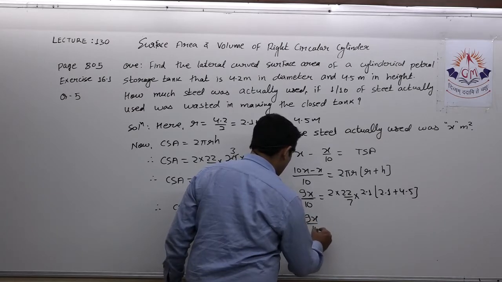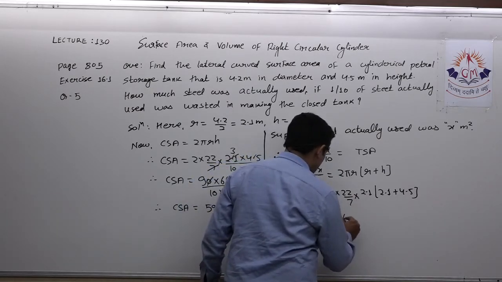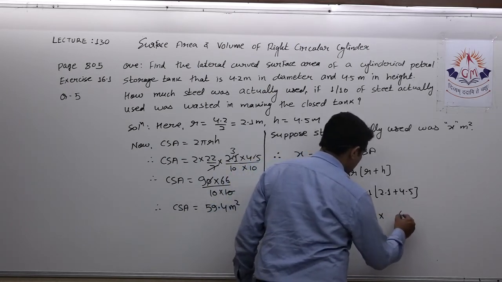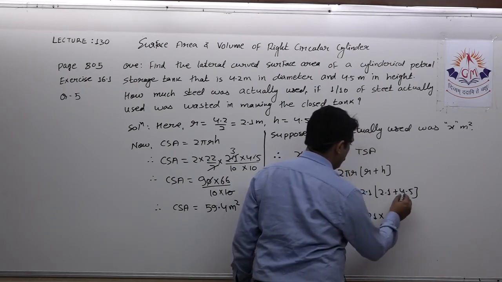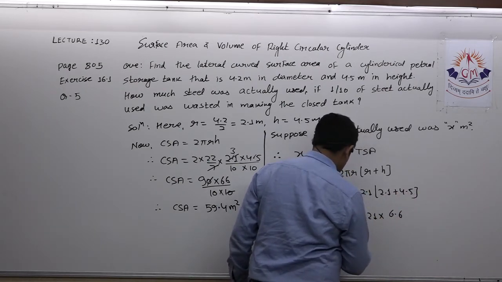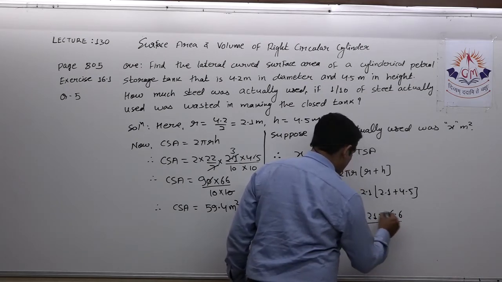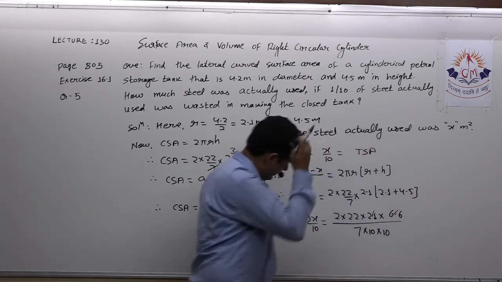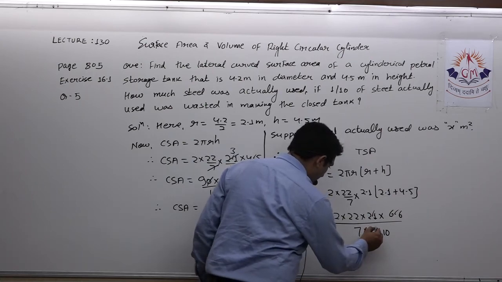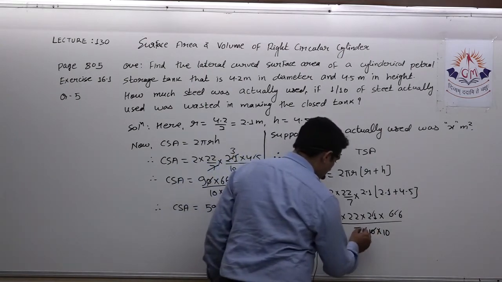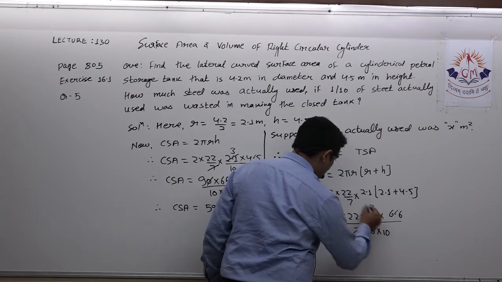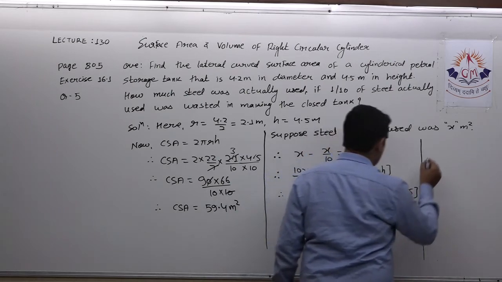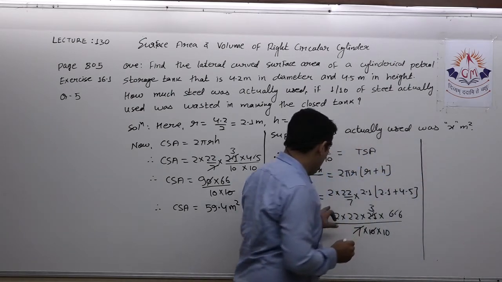So 9x upon 10 is equal to 2 into 22 into 21 into 6.6 divided by 7 into 10 into 10. I remove this decimal as well as this decimal. So now I can cancel this. First of all, I can cancel this 10 with this 10. Now 7 threes are 21. So let us see the remaining portion. So here I can write 9x is equal to 2 into 22 into 3.